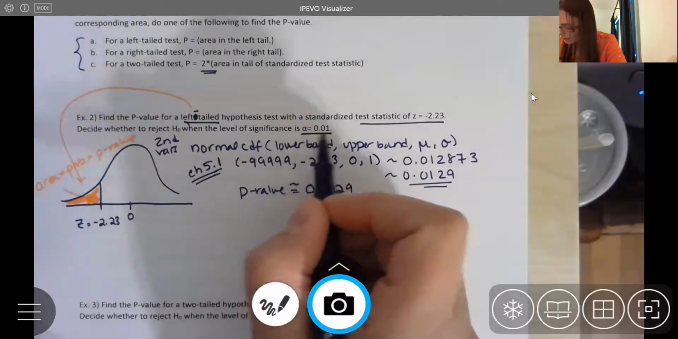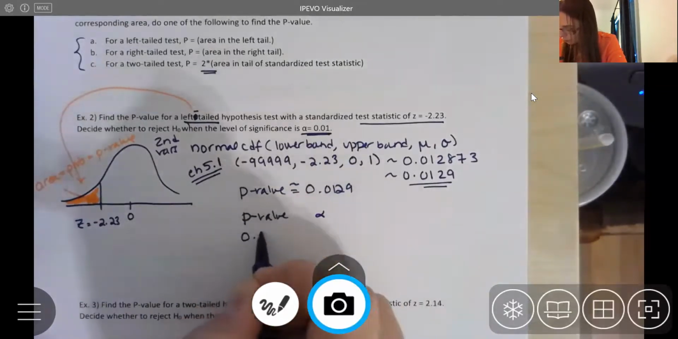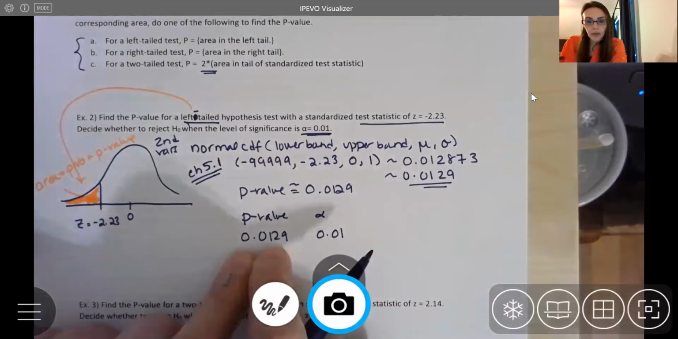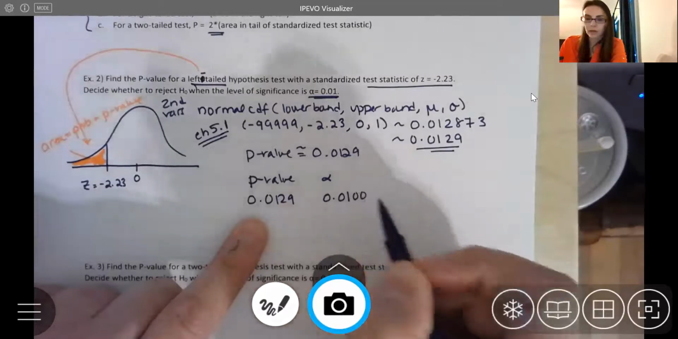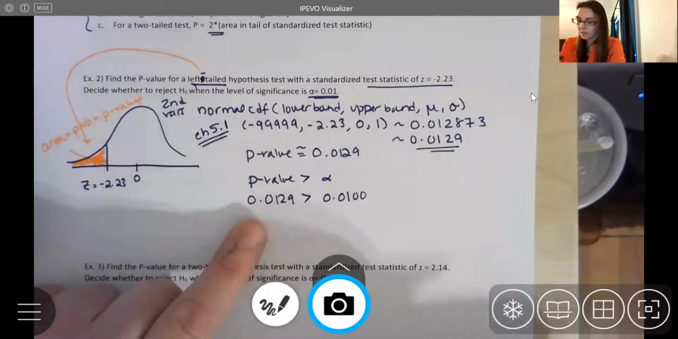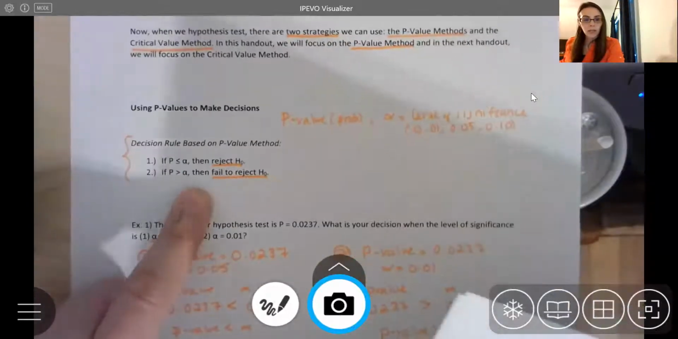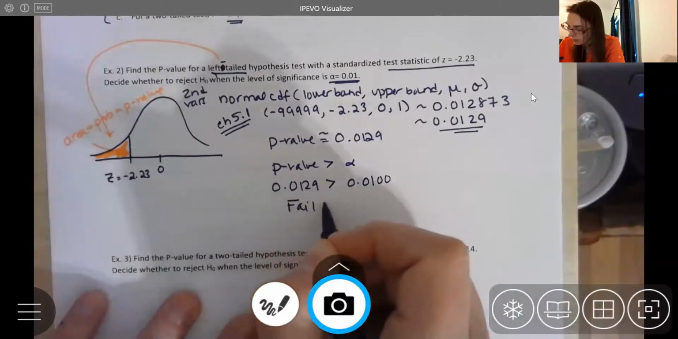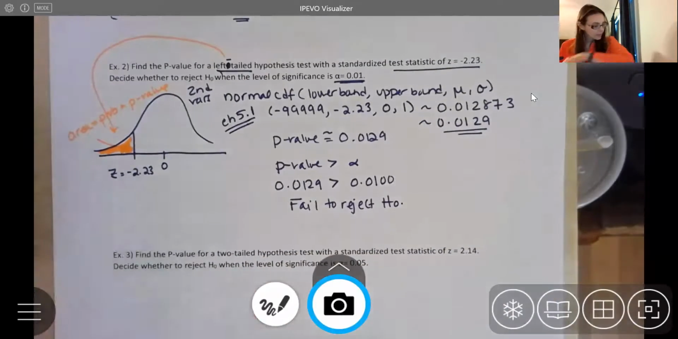Now we're going to use an alpha level of 0.01. So I'm going to compare my p-value to my alpha. I have 0.0129 and I have 0.01 here. Now this one is a little bit bigger, right? Because it's 0.0129 and this is 0.01, which would be 0.0100 next. So 29 is bigger than 00. So this is bigger. If I go back and look at my information, if my p-value is bigger than alpha, then I'm going to fail to reject the null hypothesis here.